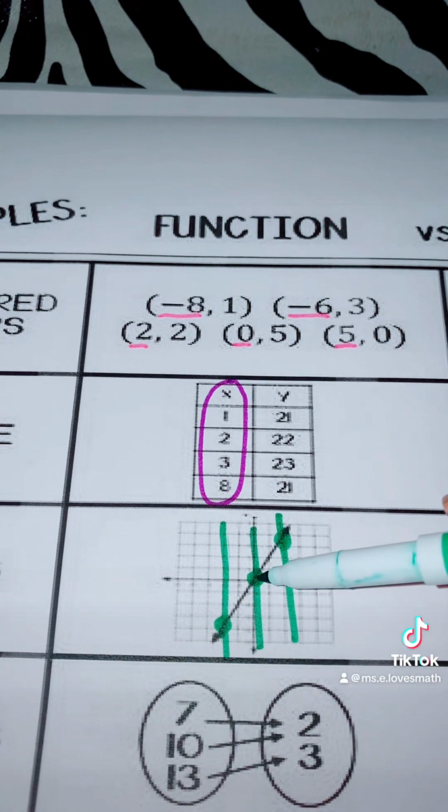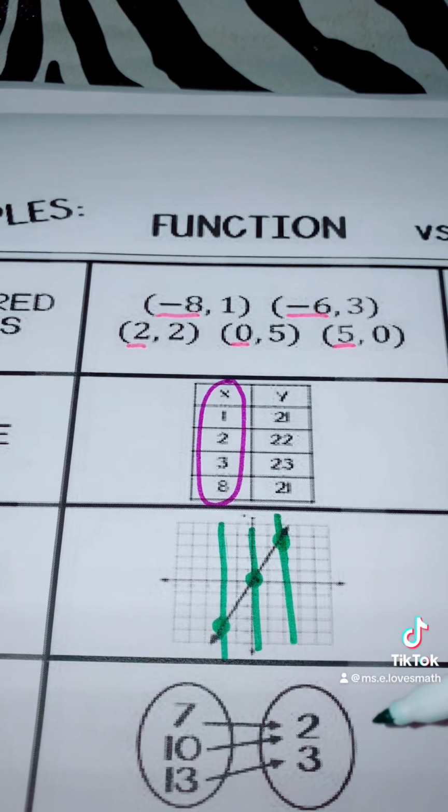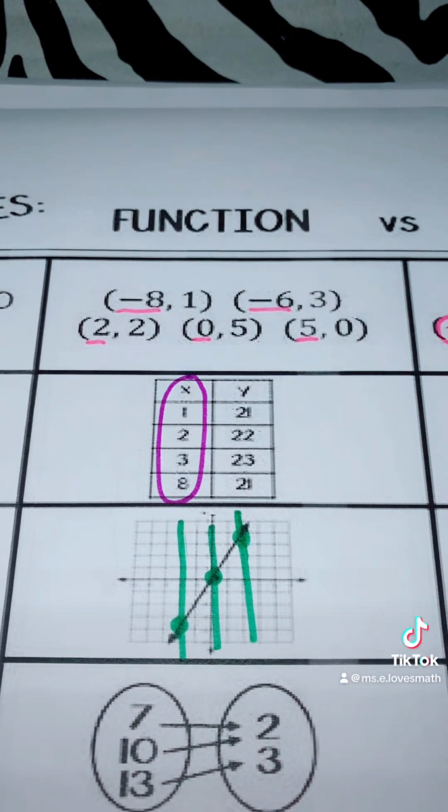Second test, hit one time. Third test, hit one time. This is a function.